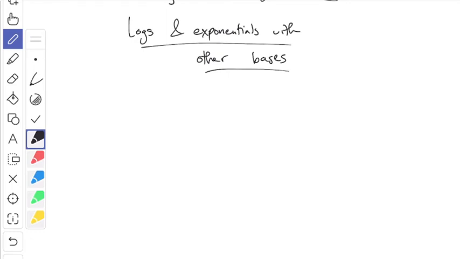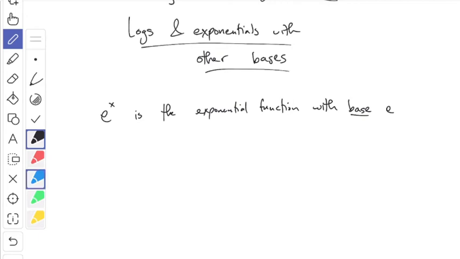And these are actually a little easier to talk about, so let's talk about exponentials first. We say e to the x is the exponential function with base e. Base means the downstairs number in the exponent, and of course the upstairs is the exponent. The one down there is called the base, the one up there is called the exponent. So e to the x is the exponential function with base e.